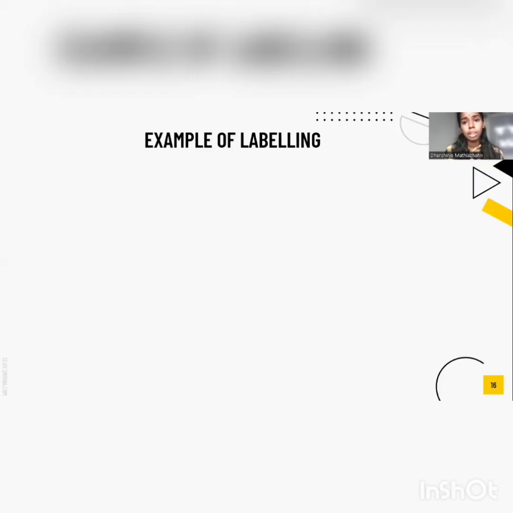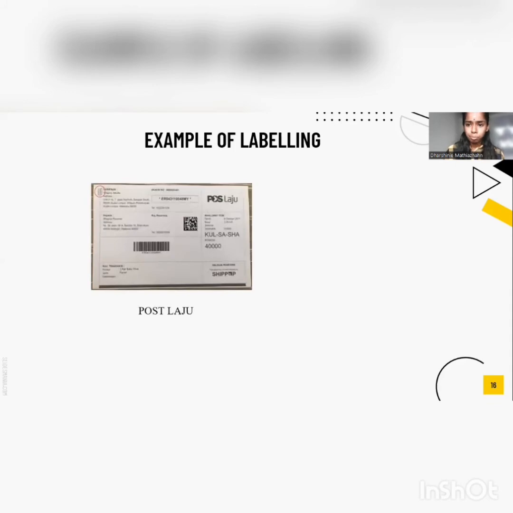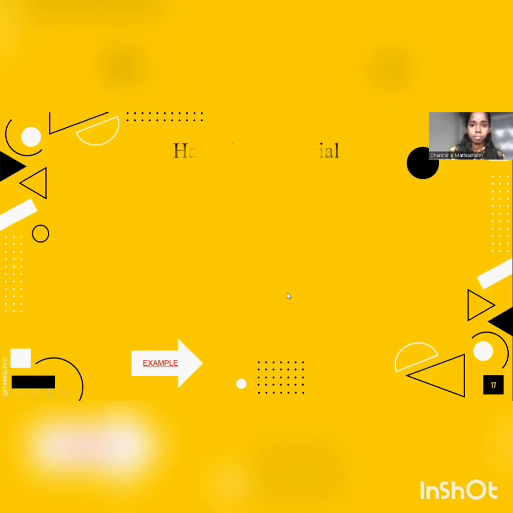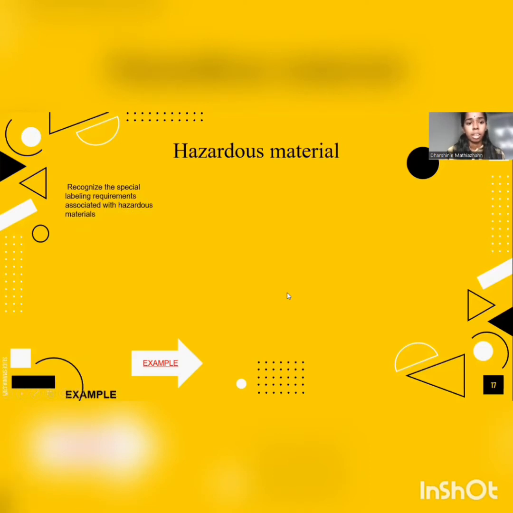These are example labels that I got from Google. This one is Pos Laju and this is Fitex. So you can see the barcode and this barcode and everything. Okay, next. We go for hazardous material.